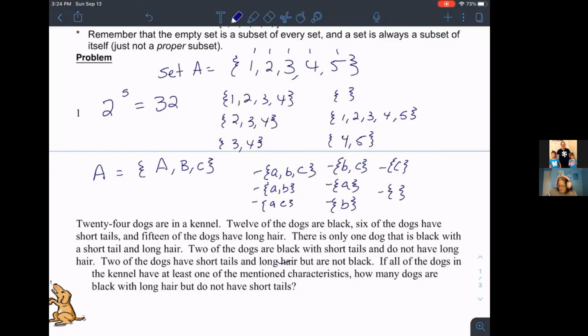So if we use that same little formula, it would be 2 options, because an element could be there or not, to the power of 3, the number of elements in this set. So it would be 2 to the third, which is 2 times 4. That'd be 8. So there's 8 subsets possible for a set of 3. Hope that makes a little bit of sense for you.